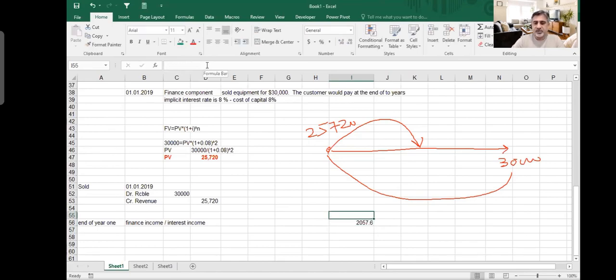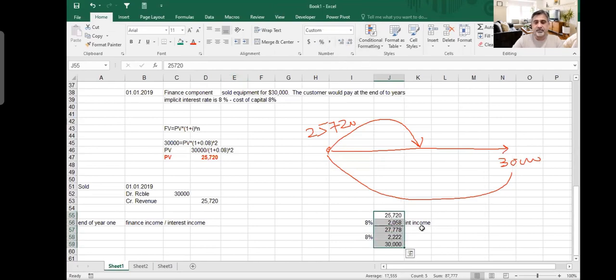Let me do it like this: 25,720, and here I put 8%. So it means 25,720 into 8%. This is my interest income. And my total receivable becomes 27,777. And in the next year, again, I will take 8%, and this will make it like this. And when I make a total, it becomes 30,000.